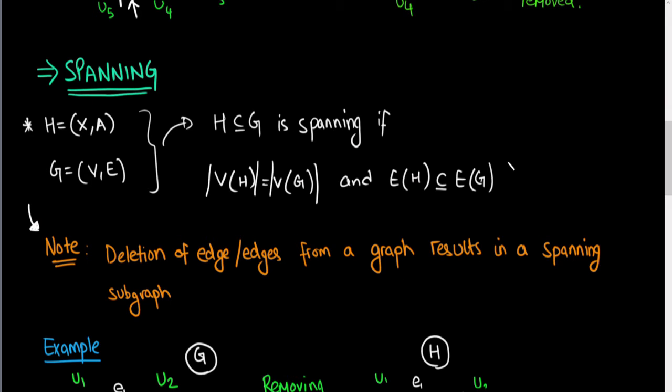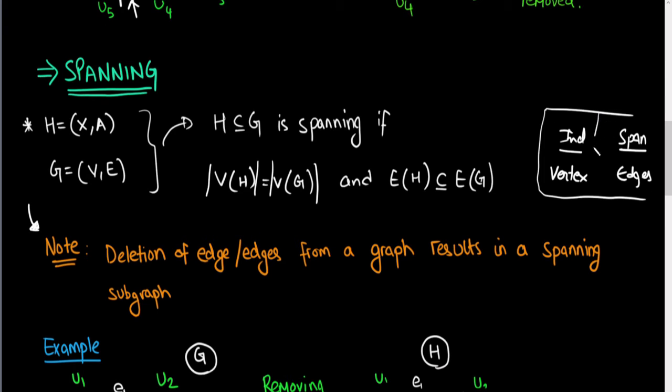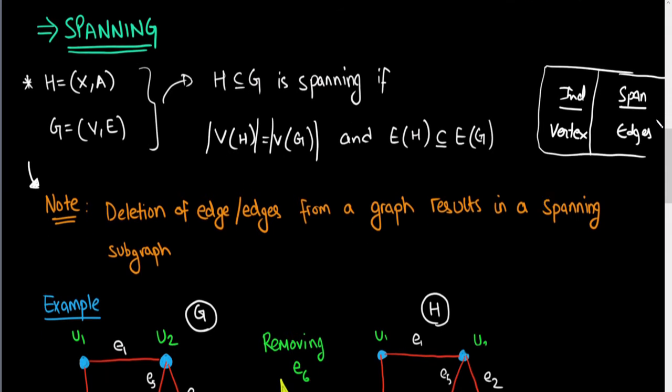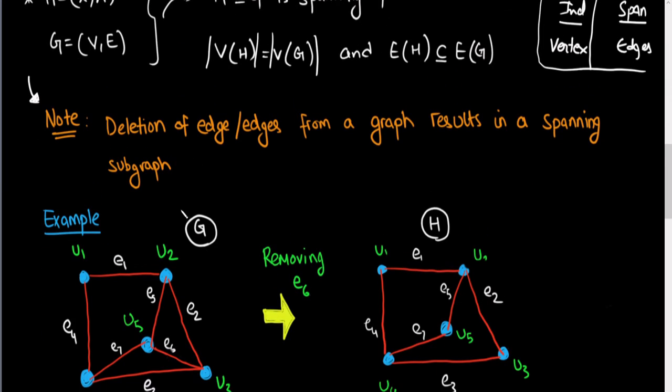Just to summarize quickly, in your induced subgraph you remove vertices, and in your spanning subgraph you remove edges. This is the basic difference between an induced and a spanning subgraph. So let's check out one example for a spanning subgraph as well.